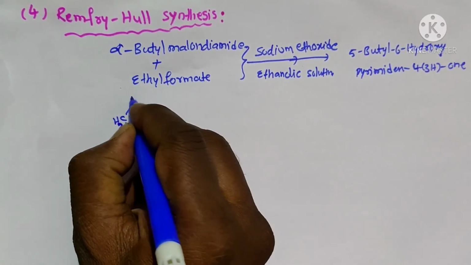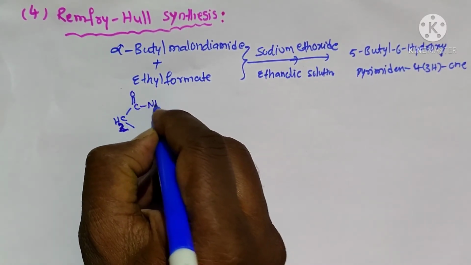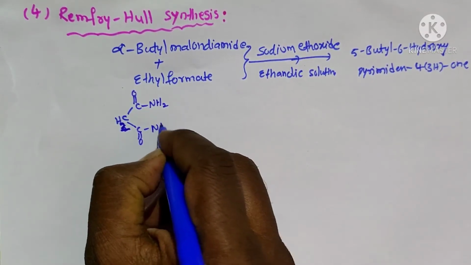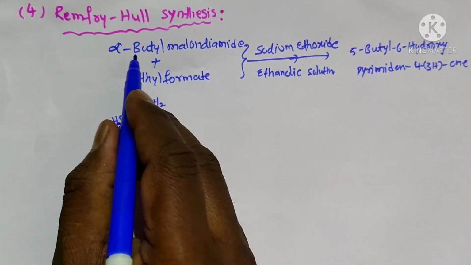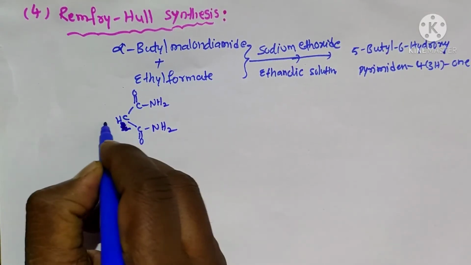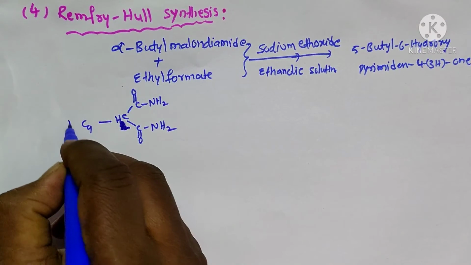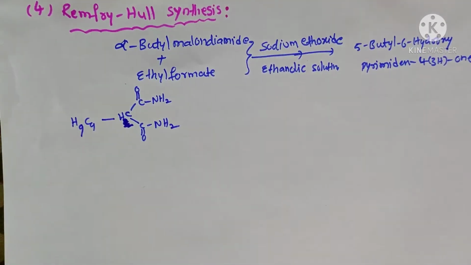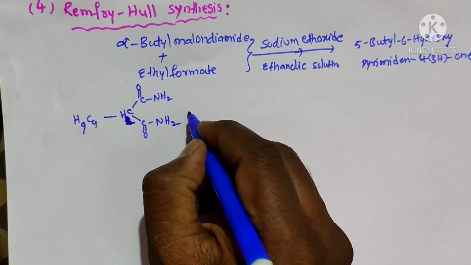So in the place of one hydroxy group we write the NH2, that becomes the malondiamide. So this is malondiamide, and if you write one butyl group at alpha position, that becomes the alpha butyl malondiamide. So this is alpha butyl malondiamide.